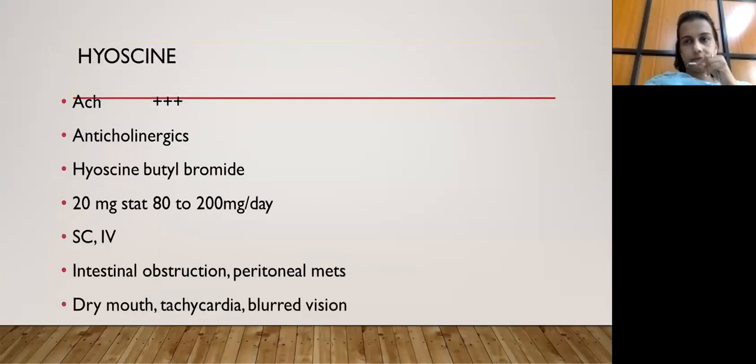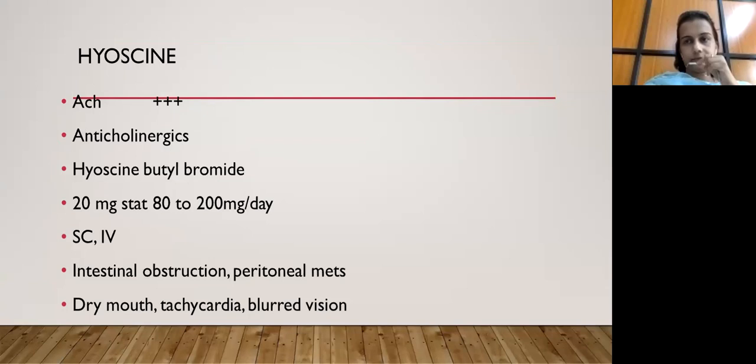Next slide. Hyoscine or Buscopan, an anticholinergic. Hyoscine butyl bromide is Buscopan, acting on acetylcholine receptors. So this is again an antagonist to metoclopramide, so it acts in the opposite way. It is for intestinal obstruction with colic, to slow the gut down.